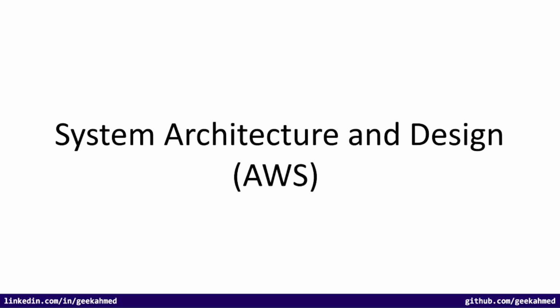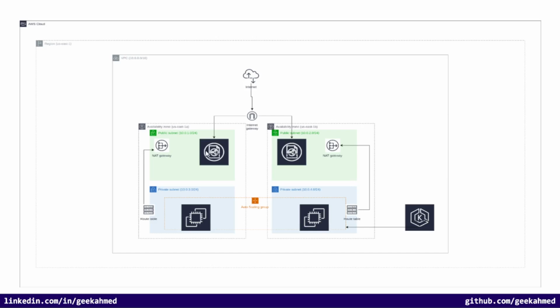This now is the system architecture and the design for AWS. The AWS design is very simple. It's not intended to be used in production. In production, we have more security layers, but let's now see the basic implementation.